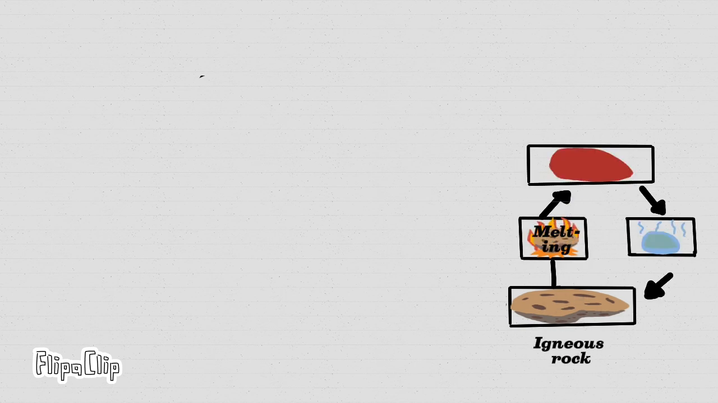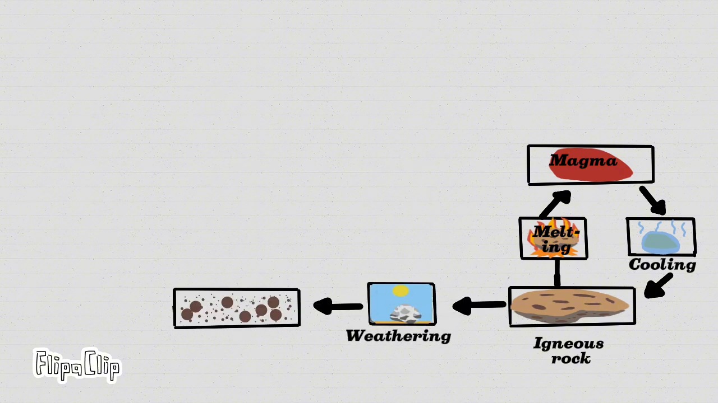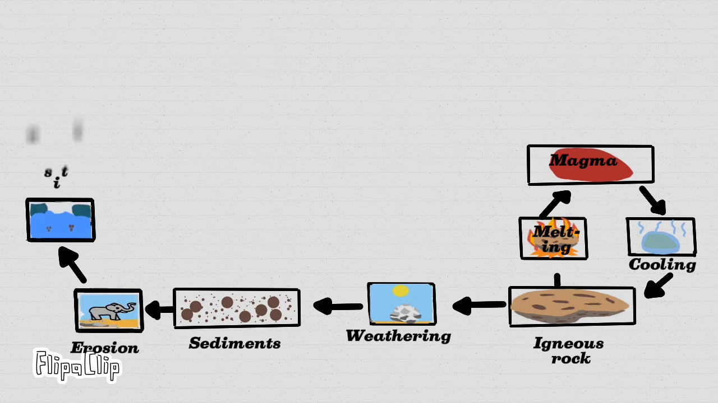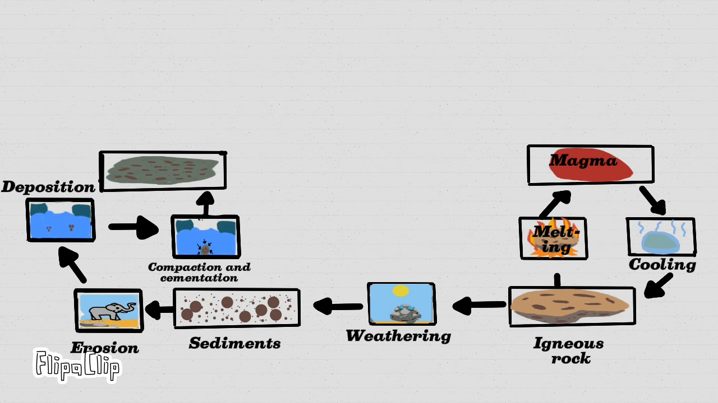It all starts with igneous rocks. These rocks come from hot, melted lava that cools down and becomes solid. But over time, rain, wind, and rivers break these rocks into tiny pieces. This is called weathering. These tiny pieces, called sediments, travel with water and settle down in rivers and lakes. This is called deposition. Over many years, these layers press together to become sedimentary rocks.